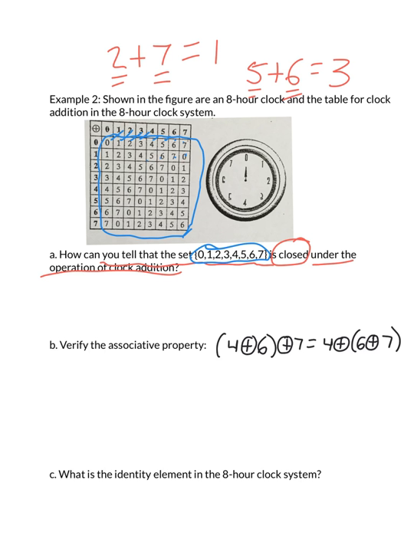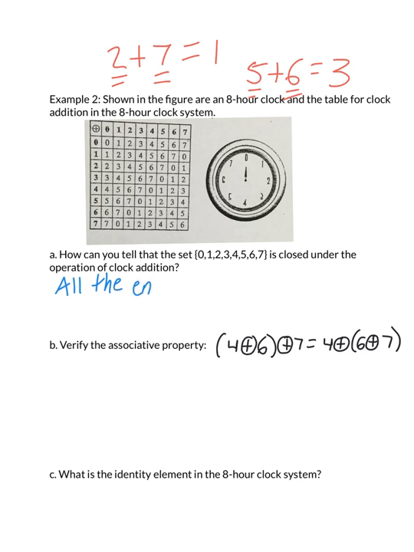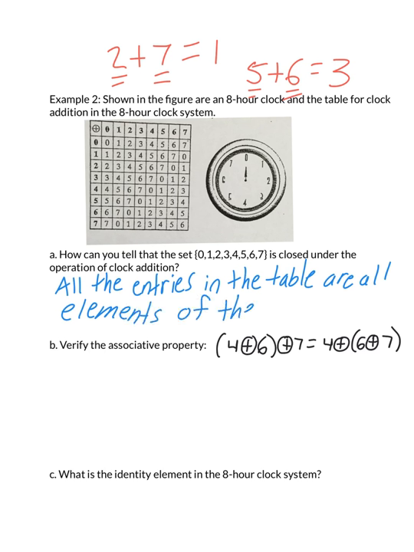Wording it similar to how the homework is going to word it: how can you tell that the set is closed? Well, I can tell that the set is closed because all the entries in the table, in other words, all the answers in the table, are all elements of the original set. We call the possible answers in set brackets elements. If the word elements bothers you, just pretend they're saying the word numbers. So all the entries in the table are all numbers of the original set. And that's pretty much the definition of the word closed in mathematics anyway.